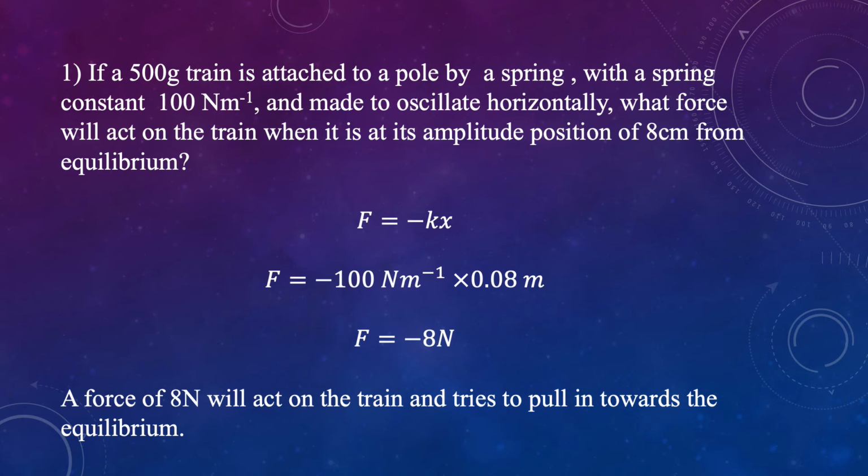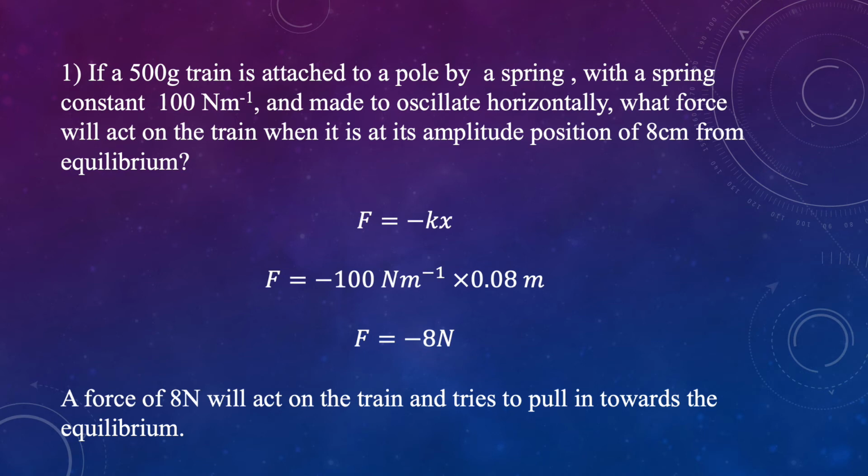Question 1. If a 500-gram train is attached to a pole by a spring with a spring constant of 100 newtons per meter and made to oscillate horizontally, what force will act on the train when it is at its amplitude position of 8 centimeters from the equilibrium?